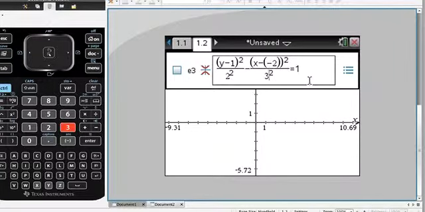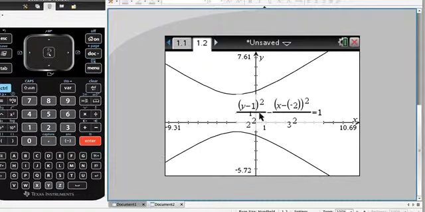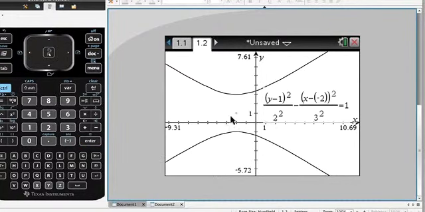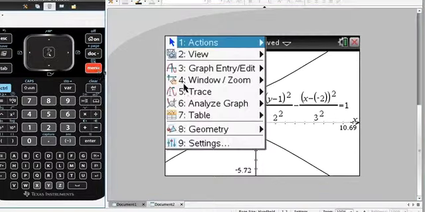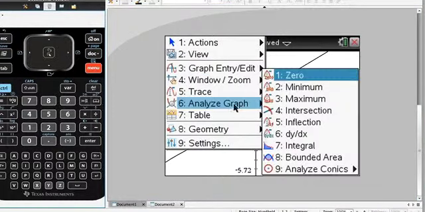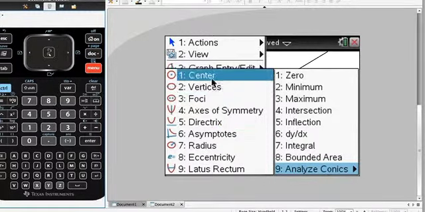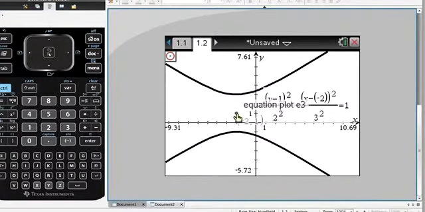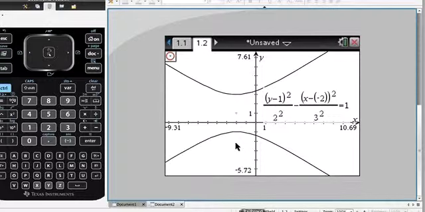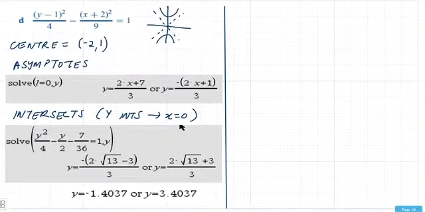And you'll know anyway as soon as you sketch it because it'll be really big. So now you've got your hyperbola. We can put that in. Cool, so that's our hyperbola. The nice thing is here, you can also, again, click on your graph menu, analyze graph, so 6, analyze conics, and you can find the center. It will actually tell you it's -2, 1, so that's what we thought it would be. Remember when we looked at it by hand?